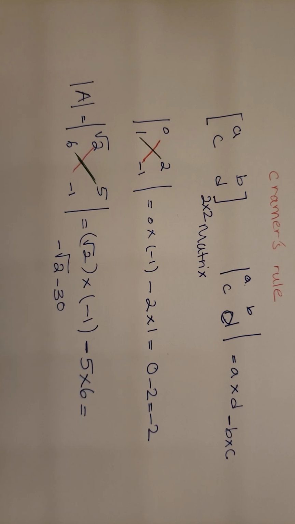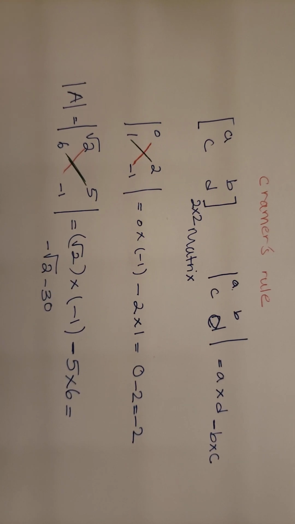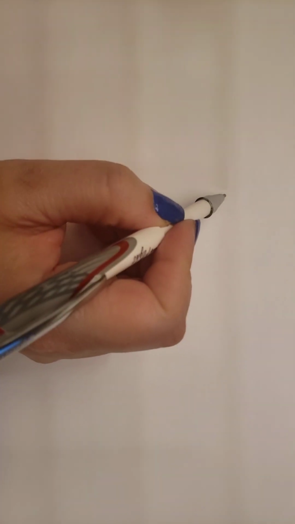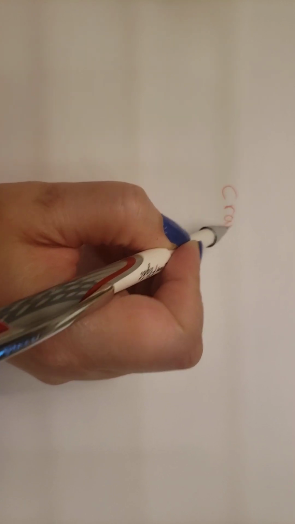So this is a recap of matrices and determinants. Let's use Cramer's rule to find the solution for systems of linear equations. So once more, we're talking about Cramer's rule to find the answer to systems of linear equations.